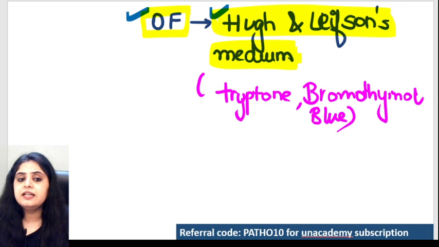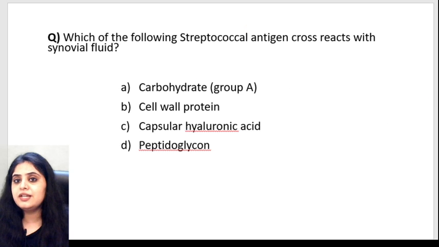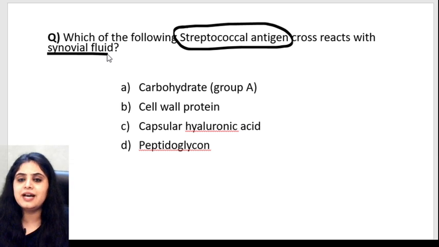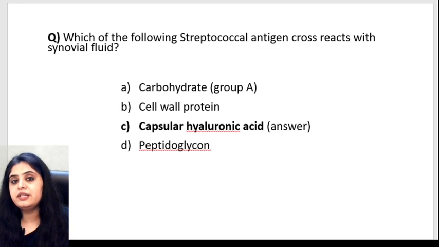Well, having said that, now let's do a complete switch in our questions and let's go in for this. Which of the following streptococcal antigens cross-react with synovial fluid? So think, what does our synovial fluid have? I think it's a really easy question. Our synovial fluid has hyaluronic acid. So the hyaluronic acid of the streptococcus cross-reacts with the synovial fluid, and that's the answer that we have.